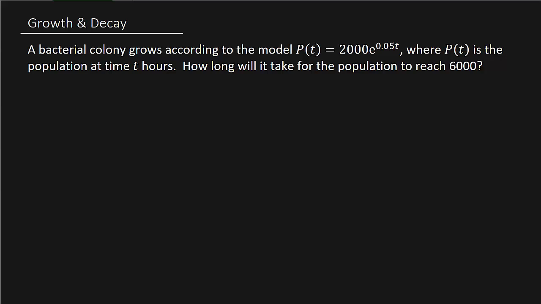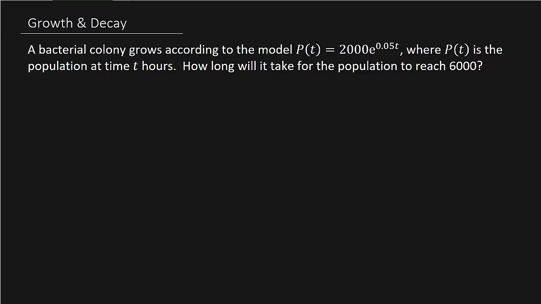I'm gonna do some growth and decay problems. Of course, you can see this is a growth problem, but it says a bacterial colony grows according to the model P of t equals 2000 times e raised to the 0.05 t, where P of t is the population at time t hours. How long will it take for the population to reach 6,000?